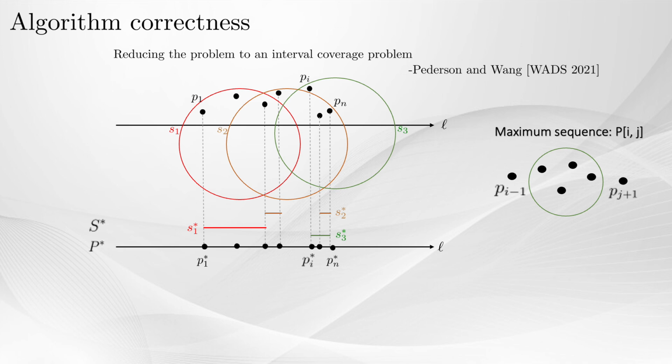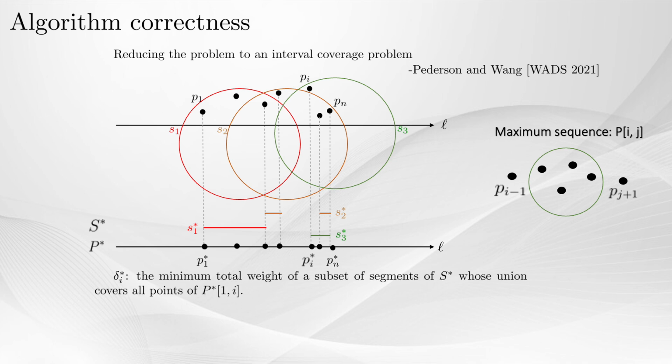After that, they have P star and S star. Then they solve the 1D hitting set problem based on these 2 sets. They compute delta i star, which is the minimal total weight of a subset of the segments of S star whose union covers all points of P star from the first to the ith point. After that, they prove that delta n star is equal to delta OPT, which is the optimal solution.